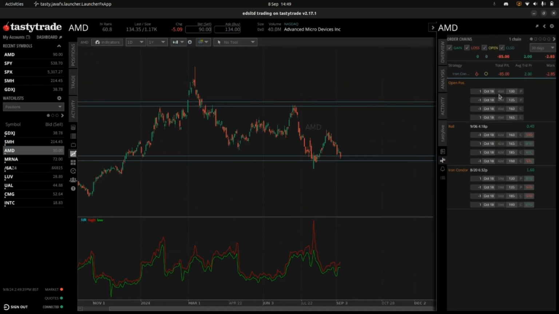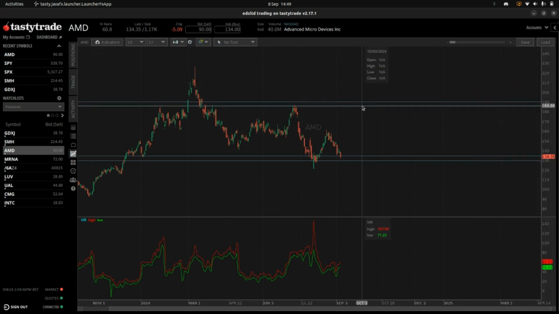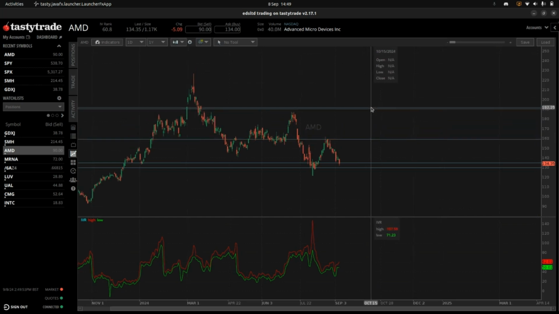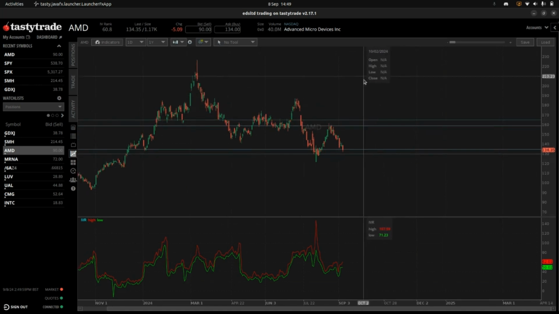And if we look at the order chain here, this shows us the history of the position. So we opened 185, 190 on the call side. We then bought back the 185, 190, and then we sold the 160, 165. So we moved this call side down to 160 and 165, which is basically there. So we've made a much narrower iron condor now.